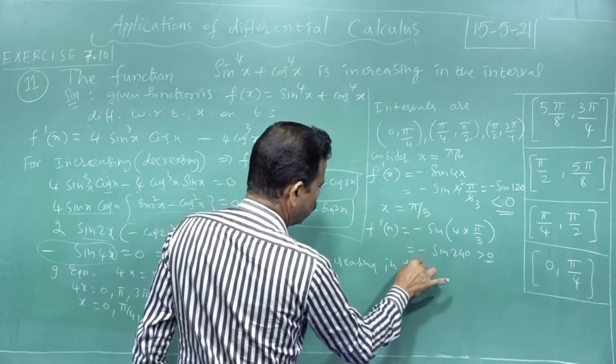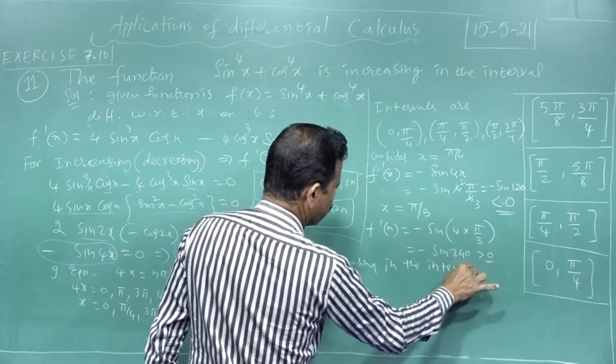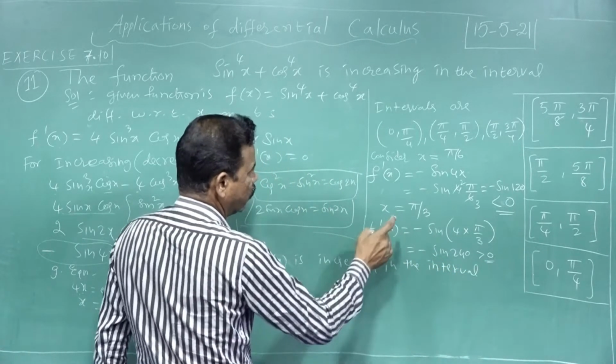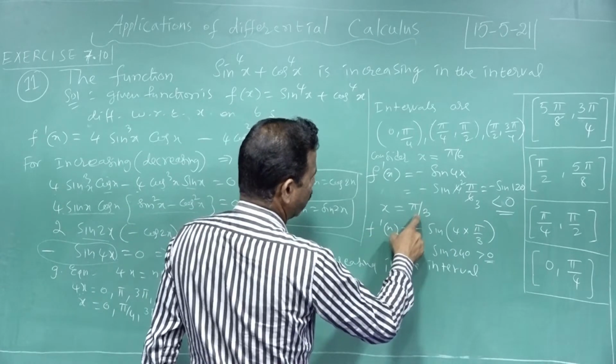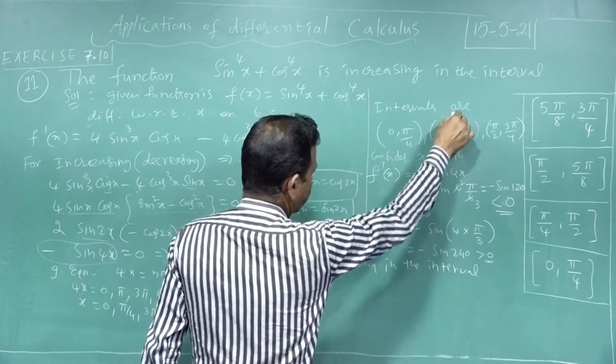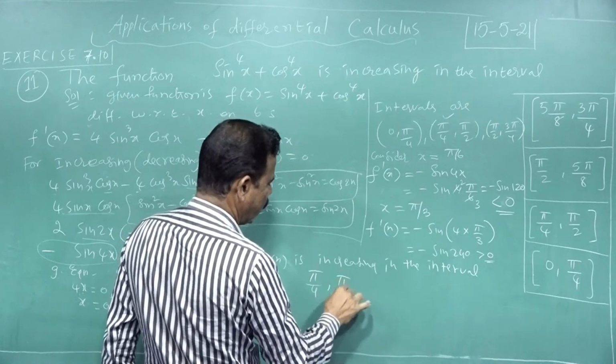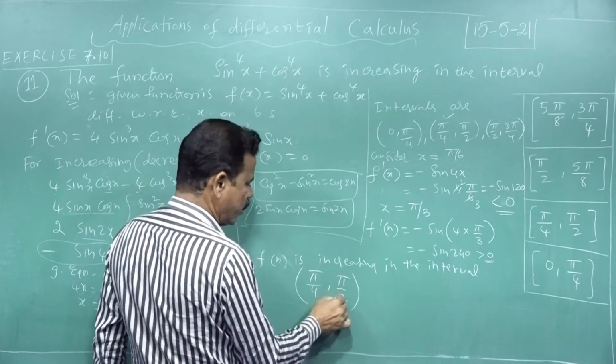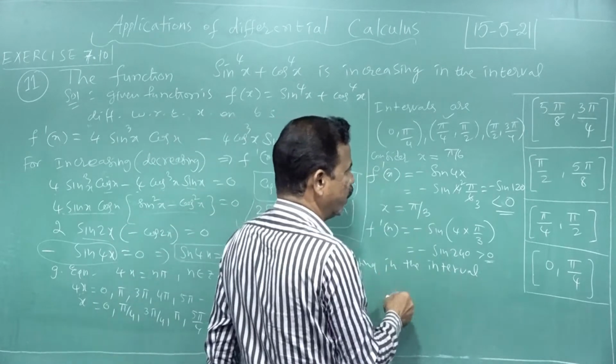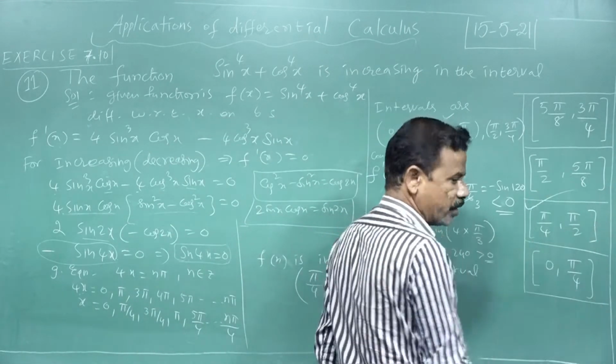So f(x) is increasing in the interval, for which we considered π/3. So in the interval π/4 to π/2, the function is increasing. So which option? The third option is the answer.